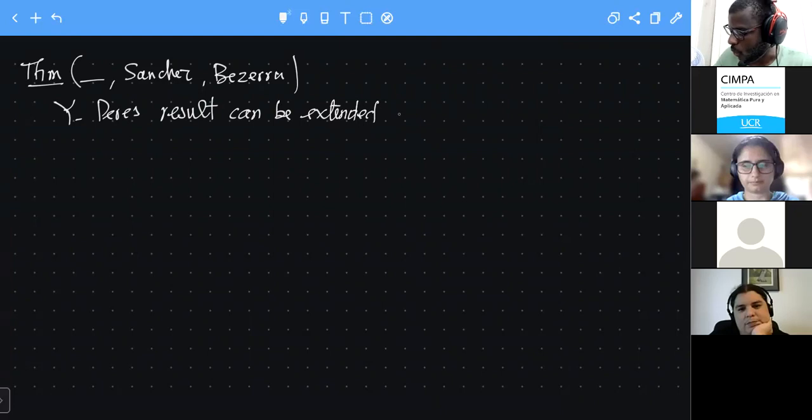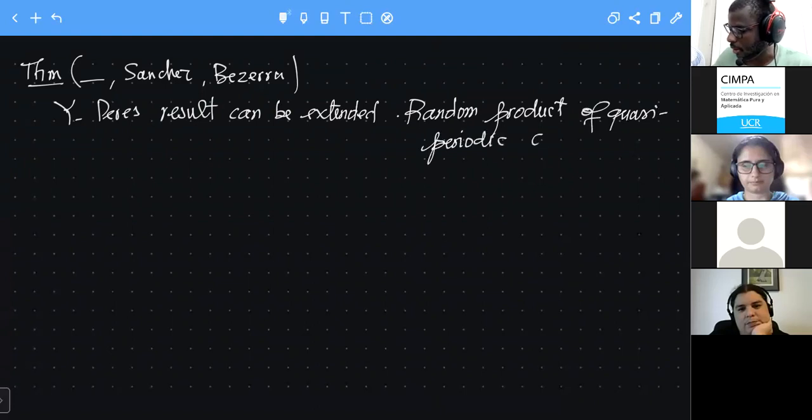For cocycles, for random product of quasi-periodic cocycles, instead of random product of matrices, but here we are taking random product of quasi-periodic cocycles.